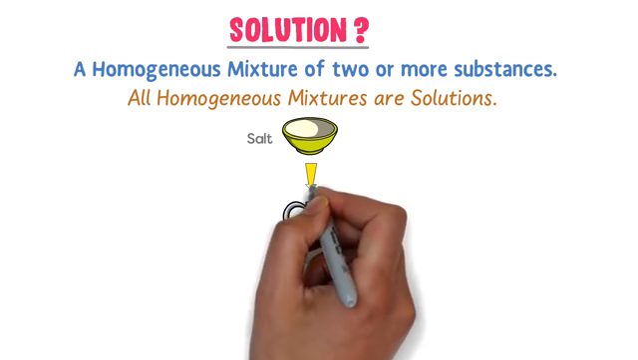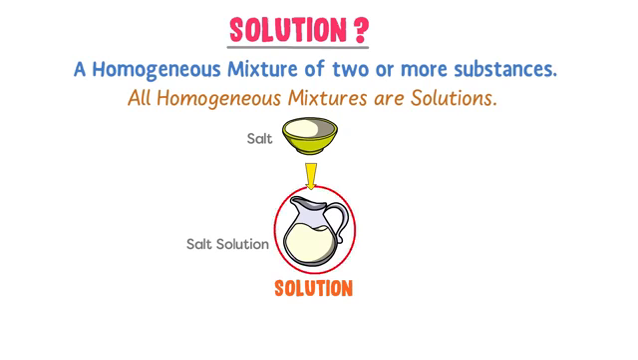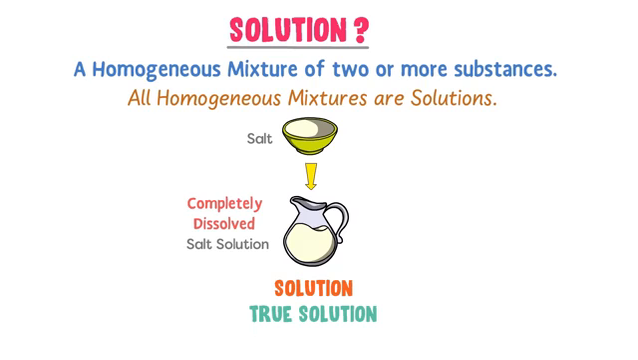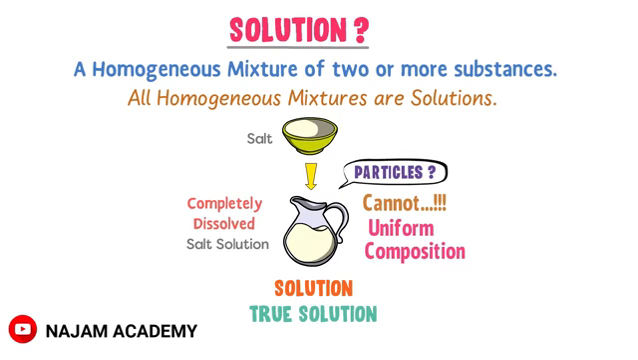For example, when you dissolve salt in the water, you get a solution. This is also an example of a true solution. In this salt solution, water has completely dissolved the particles of salt. Here, let me ask you, can you spot the particles of salt and water in this mixture? Well, you cannot spot the particles of salt and water in this mixture because both the salt and water particles are mixed in such a way that they form a uniform composition or homogeneous composition.